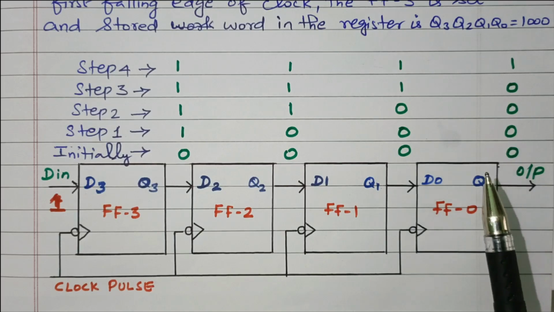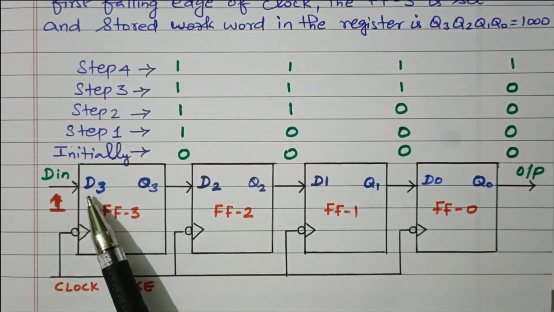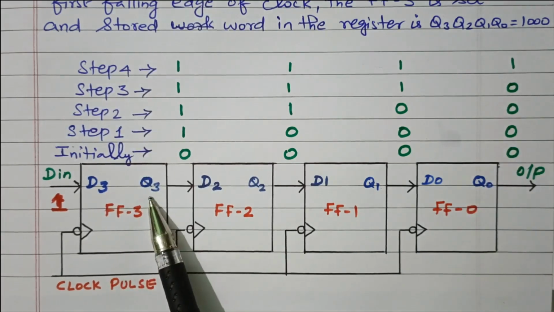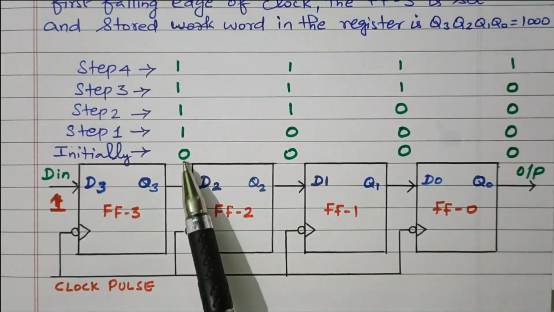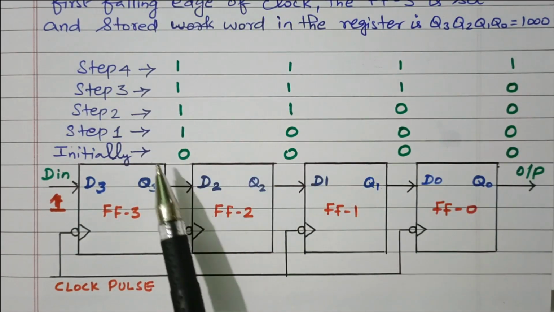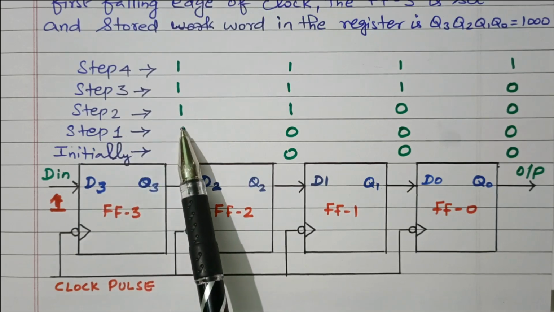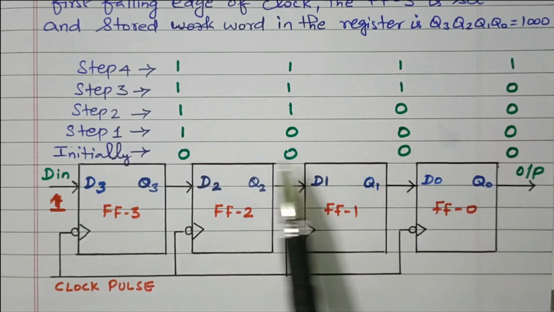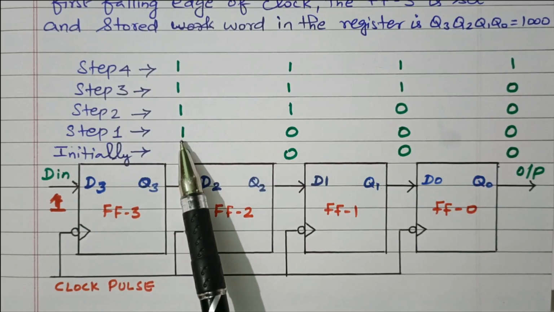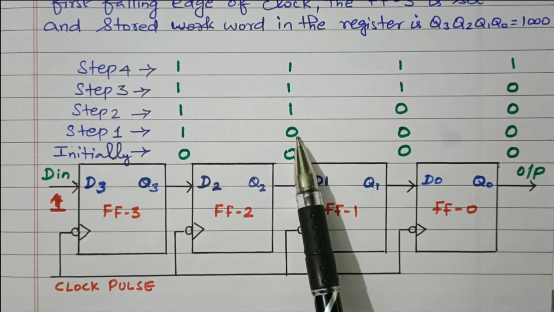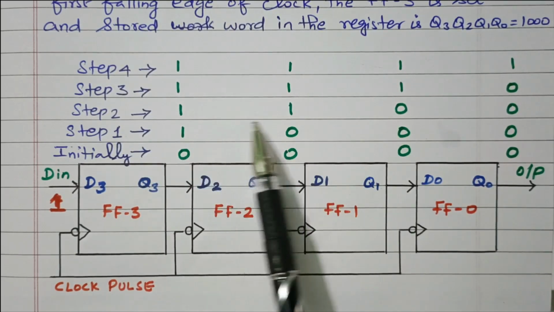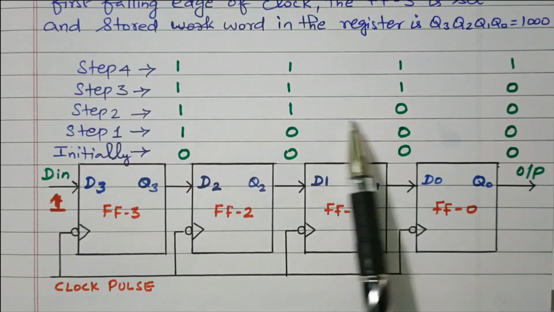Right? So we already discussed D flip-flop. The D input will be reflected in the Q. Right? So initially all are 0. First only 1 is applied. Then it becomes 1, 0, 0, 0. One more 1 is applied. What happened? This 1 will go to the next step. This 0 goes to the next step. Like that it will move. So it becomes 1, 1, 0, 0.